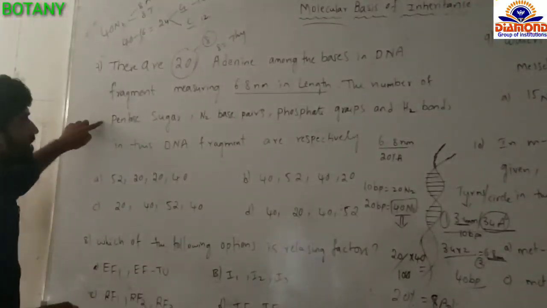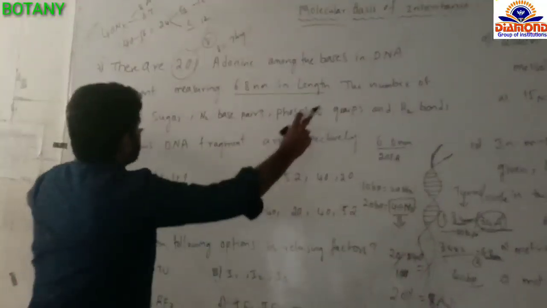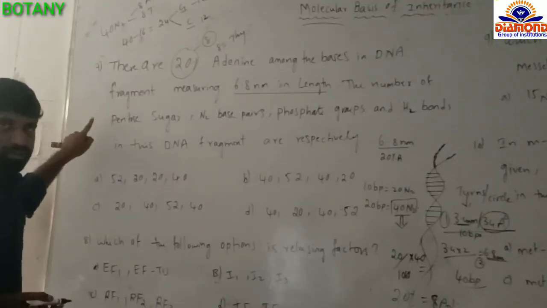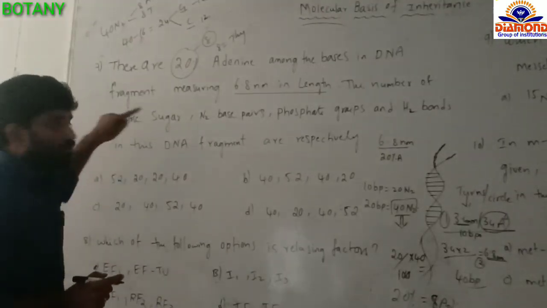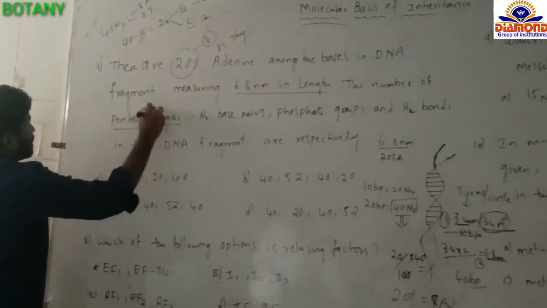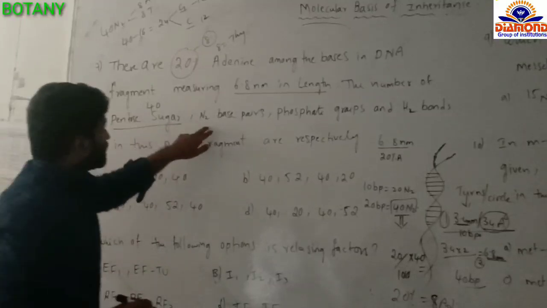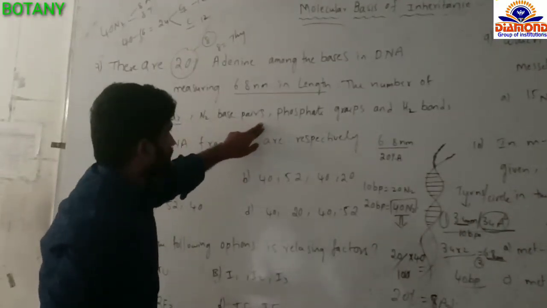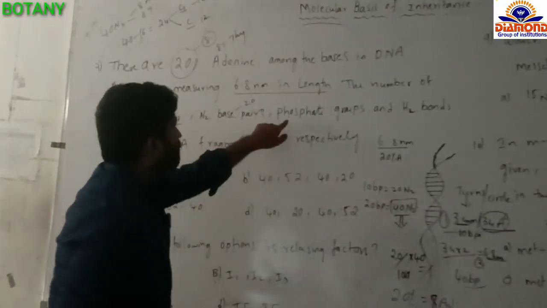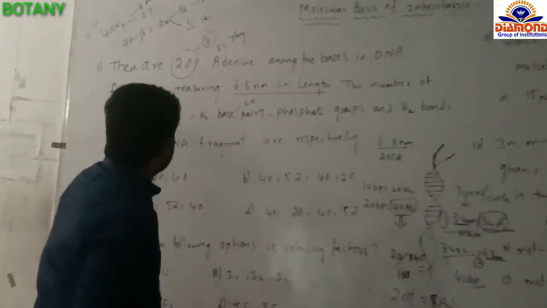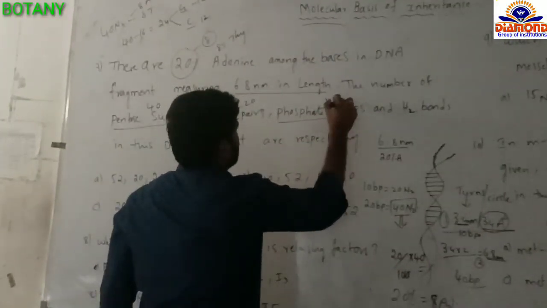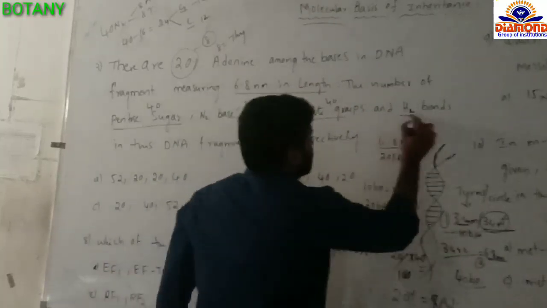So based on that, with 40 nitrogen bases, what is the number of pentosugars? Each nitrogen base is equal to 1 pentosugar, so 40 nitrogen bases means 40 pentosugars. Here they are asking the number of nitrogen base pairs. Bases are 40, so base pairs are 20. And for phosphate groups, the number of pentosugars and phosphate groups are equal, so 40 phosphate groups.